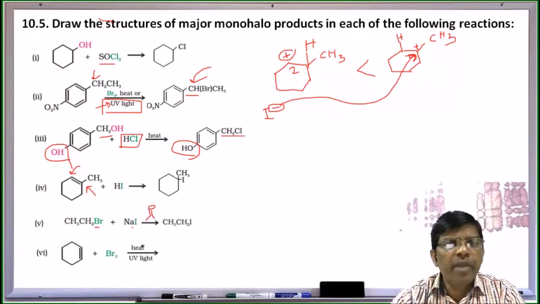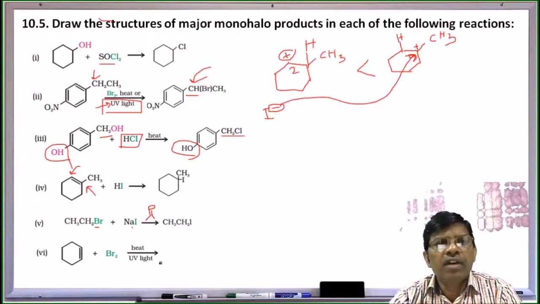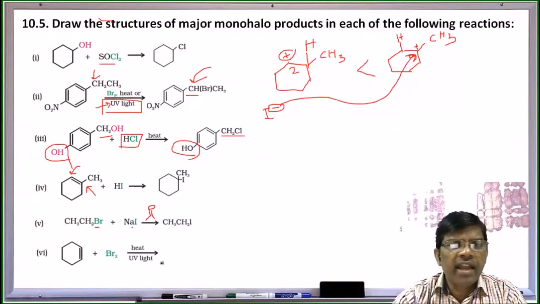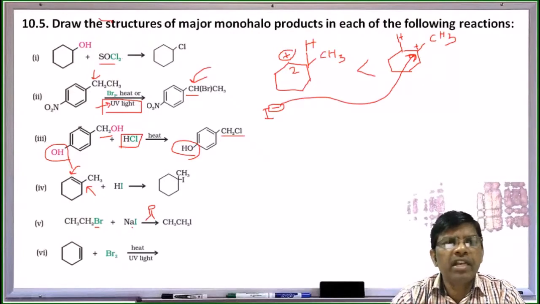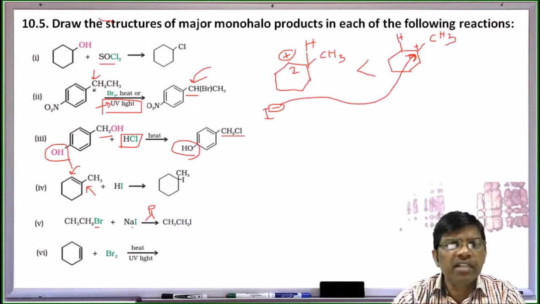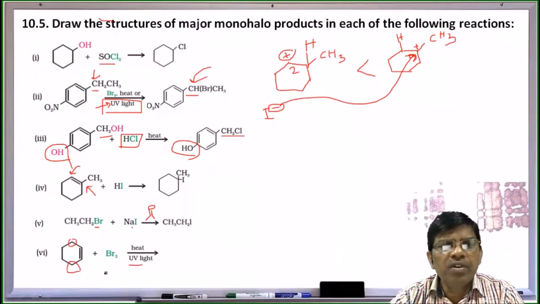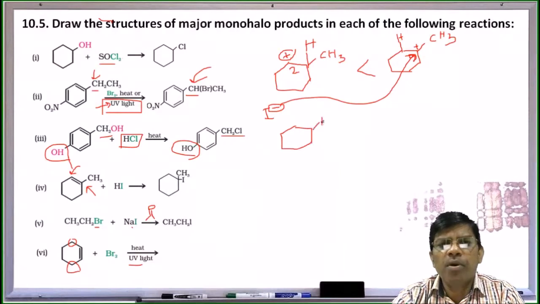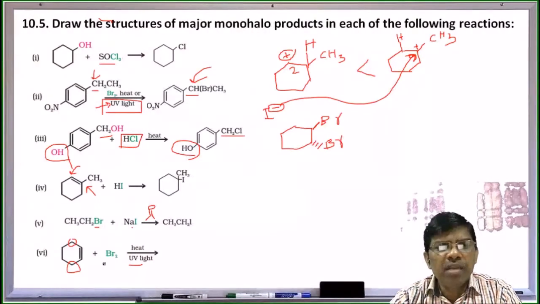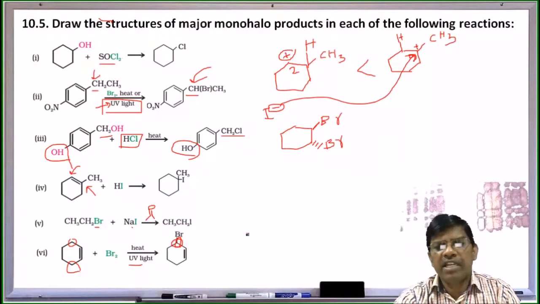Next, bromine, UV light. Now your knowledge comes, your idea of allylic bromination and benzylic bromination. It is very similar: benzylic bromination, and this is allyl position, and this is also allyl position. If I use bromine in CCl4, what happens? I will get a dibromo compound, a trans dibromo compound. However, I am using bromine in presence of UV light, so allylic bromination takes place.